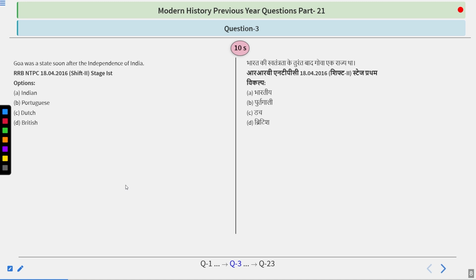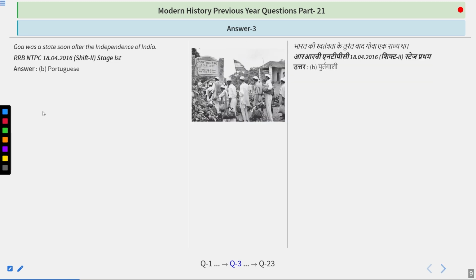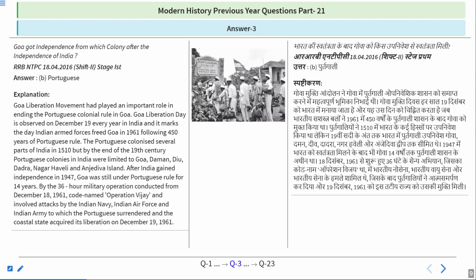Another question we have: Goa got independence from which colonial power after the independence of India? Options are Indian, Portuguese, Dutch, or British. Take your time and think about it, guys. I guess the answer you are looking for is quite right, because the answer to this question is Portuguese.